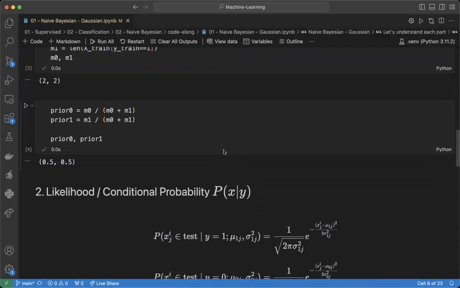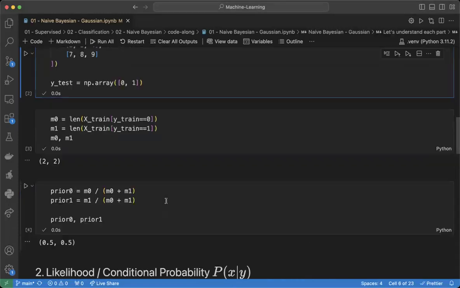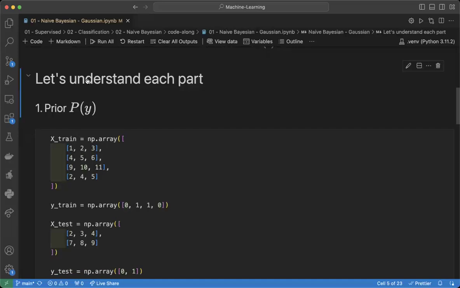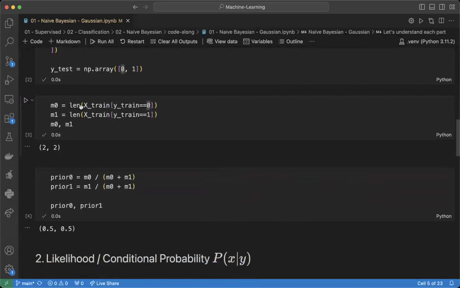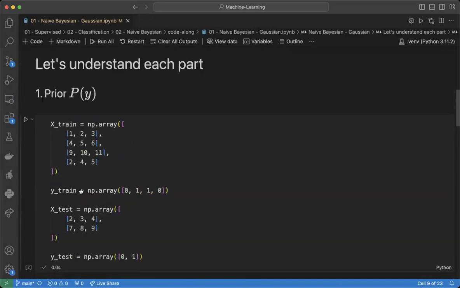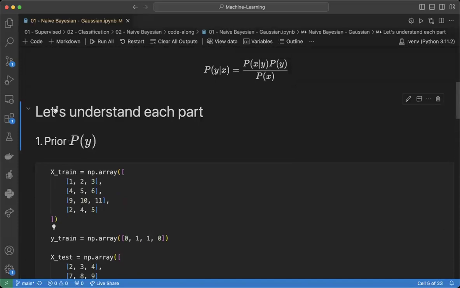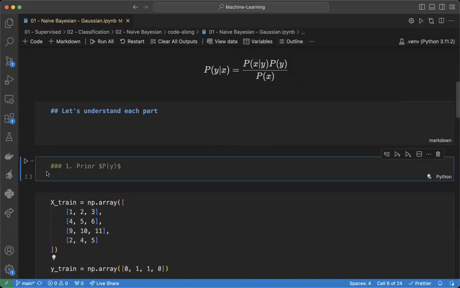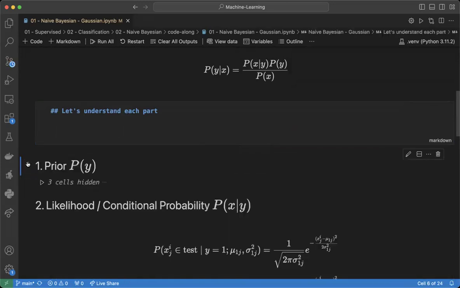So now we are able to figure out this PX given Y. All right, so give me 1 second. Okay, I should be able to close this. Give me 1 second. All right, good.